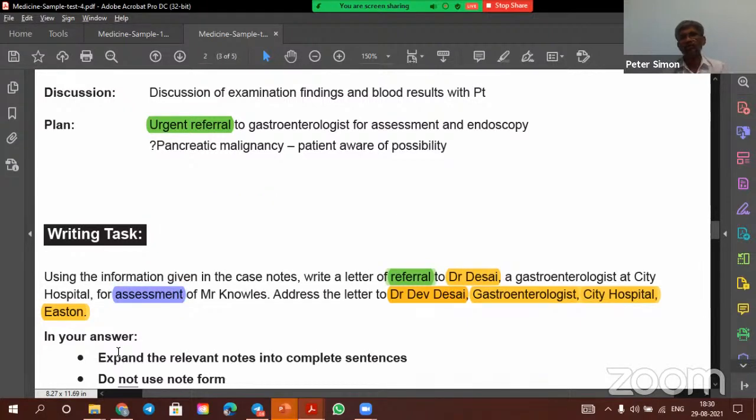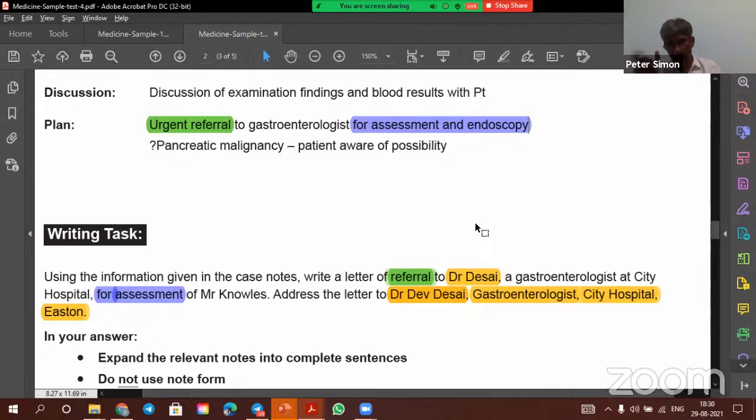So this is the point. Assessment for what? This is the purpose. This is the type of letter. Referral, green. Green is the type of letter, and this blue, or whatever color it is, is the purpose. And so he is sent for assessment. This is for assessment and endoscopy, both. So you're referring him for assessment and endoscopy.